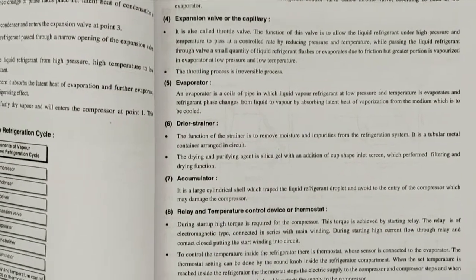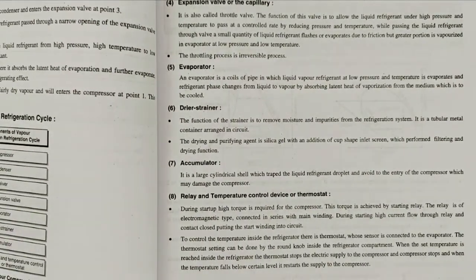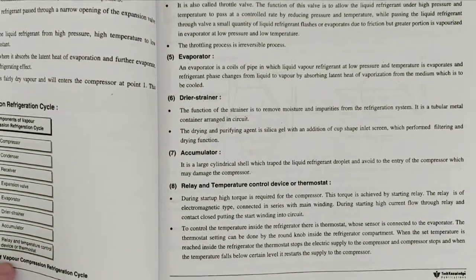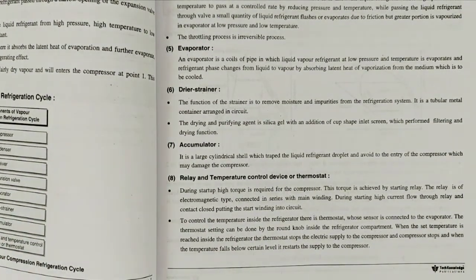Relay and temperature control device or thermostat. During startup, high torque is required for compressor. This torque is achieved by starting relay. The relay is of electromagnetic type connected in series with main winding. During starting, high current flows through relay and contact closed, putting the start winding into circuit.